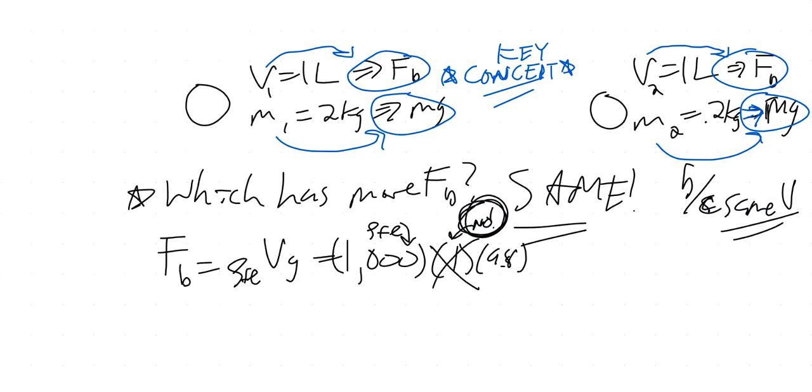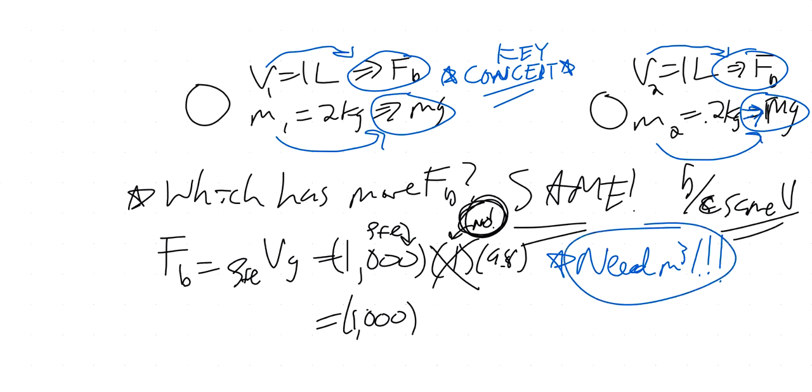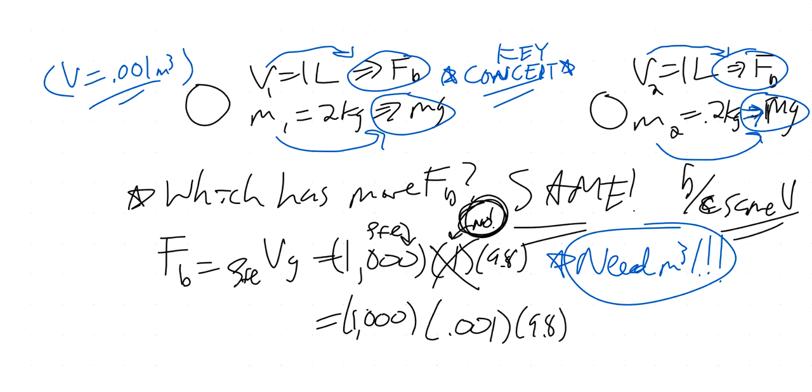No. It's going to be 1,000. I need, let's do a different color for this one. Need cubic meters. So instantly I want to convert volume to 0.001 cubic meters by dividing by 1,000 to go from liters. There are 1,000 liters in a cubic meter, so I need to divide by 1,000, and I have 0.001 times 9.8. And look at that, 1,000 times 1,000th gives me 1 times 9.8 gives me 9.8 newtons up for both.